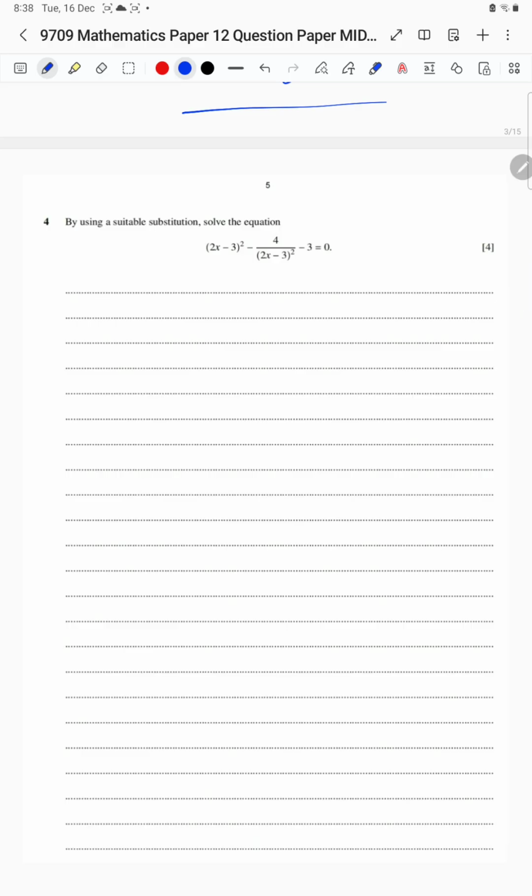In this question 4, by using suitable substitution, solve the equation. For substitution we can let t be equal to (2x minus 3) whole squared. So what will you get? This is taken from the quadratics, a more complex quadratic. t minus 4 by t, and I'm shifting this 3 to the other side, will be equal to 3. Now take the LCM. t will be the same, t squared minus 4 equal to 3 by 1.